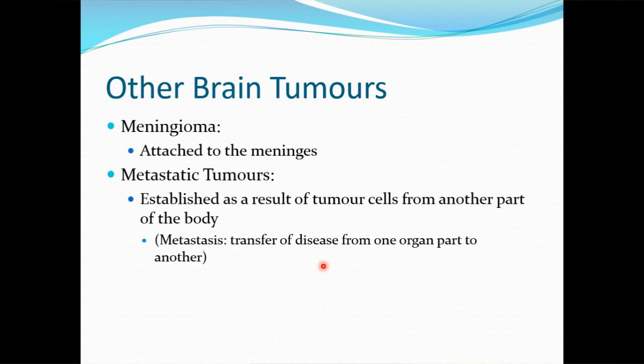Now, just regarding other brain tumors, while we're talking about brain tumors, you get meningiomas attached to the meninges. That makes sense. And then you get metastatic tumors, which are established as a result of tumor cells from another part of the body. Metastasis means the transfer of disease from one organ or part to another.